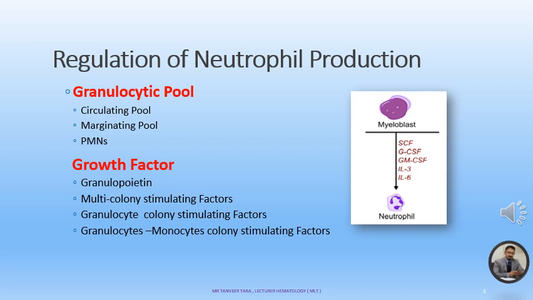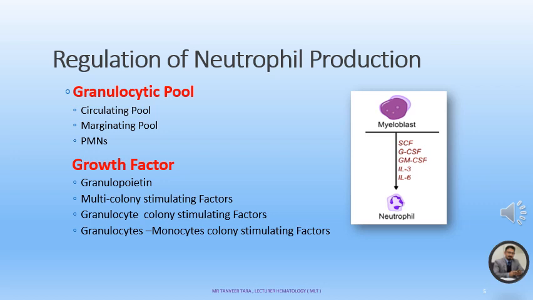While discussing the regulation of neutrophil production, the student should be familiar with some terms: granulocytic pool, circulating pool, marginating pool, and PMNs, that is polymorphonuclear cells. First we will discuss that the total granulocytic pool includes two different types of pool. One is the circulating pool, and the other one is the marginating granulocytic pool. Granulocytic is used for the neutrophil, and mostly the cells circulating in the peripheral circulation are granulocytes, and the granulocytes are neutrophils.